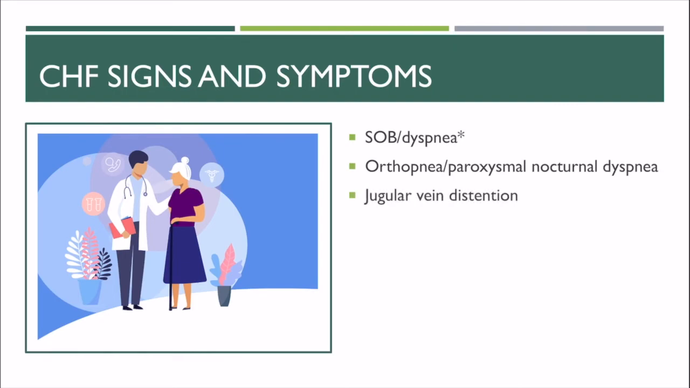Jugular vein distension, we already talked about. That's the bulging of the jugular vein. It's actually visible from the outside of the neck. This is evidence of increased pressure in the right side of the heart because the jugular veins come right off of that superior vena cava, and it's basically giving you a visual representation of the pressure in the right side of the heart.